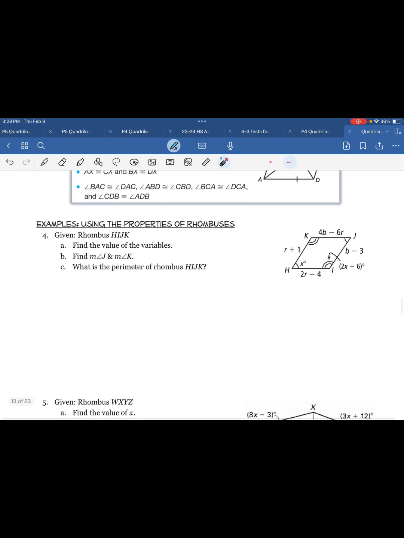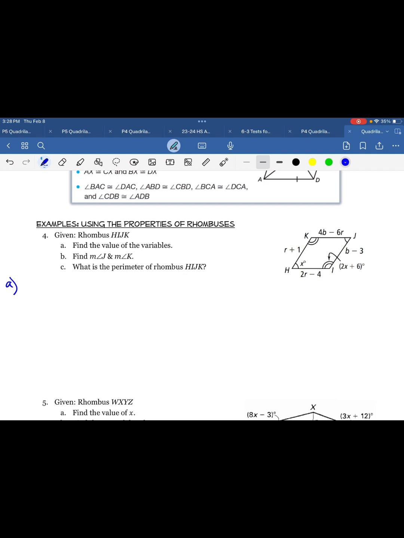So here is our rhombus HIJK. So they want you to find the value of the variables, which I think you should be able to do at this point. Find the values of JK and the perimeter. Okay, so just to set it up, let's do A together.